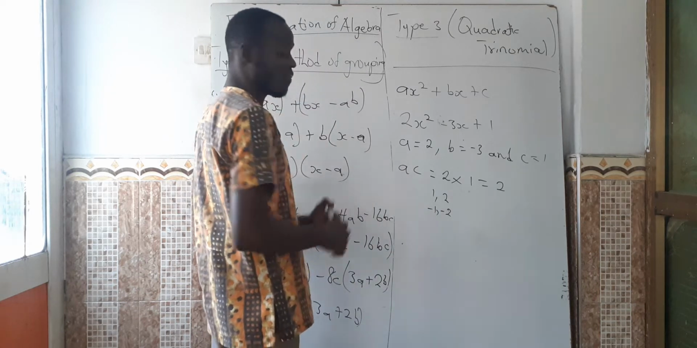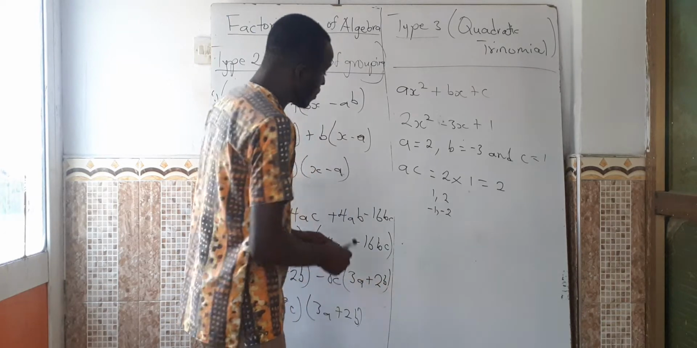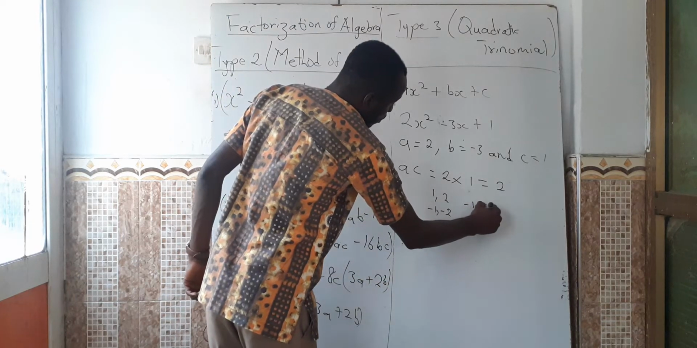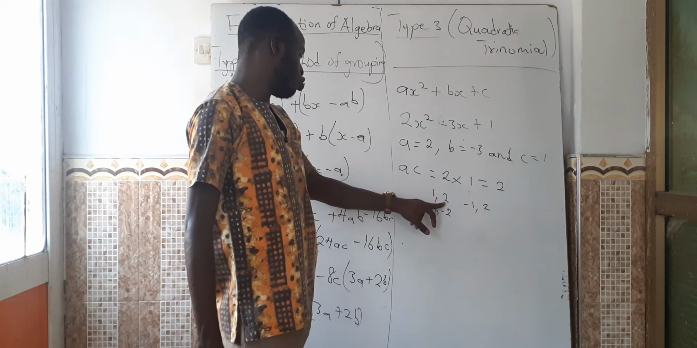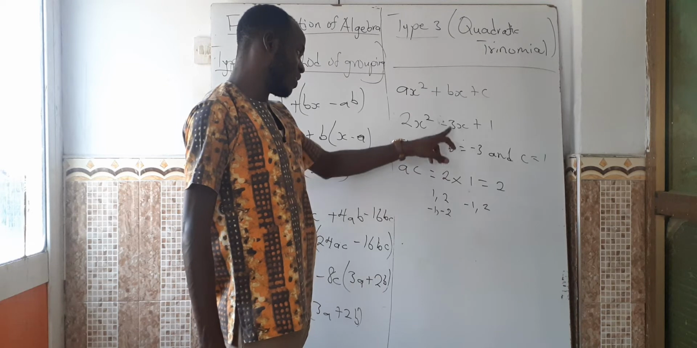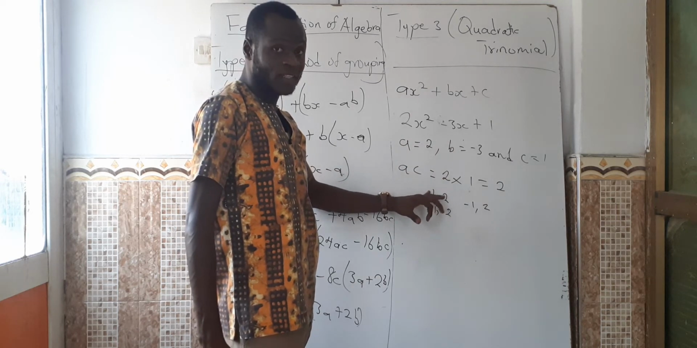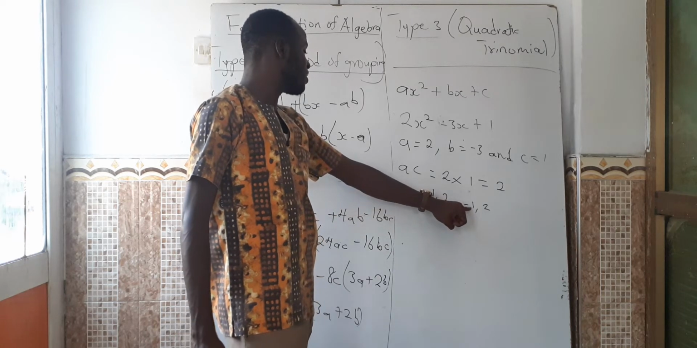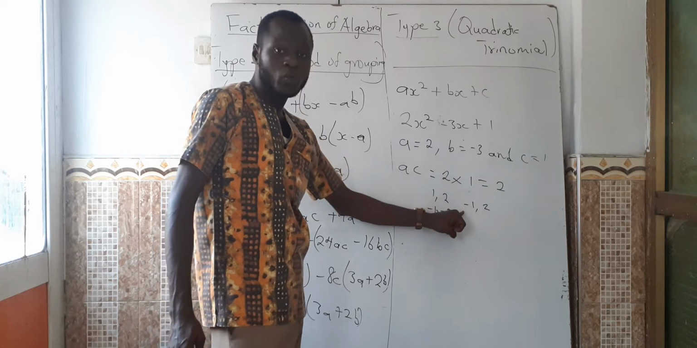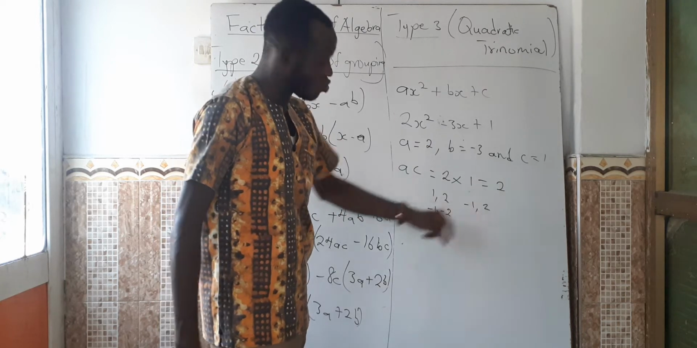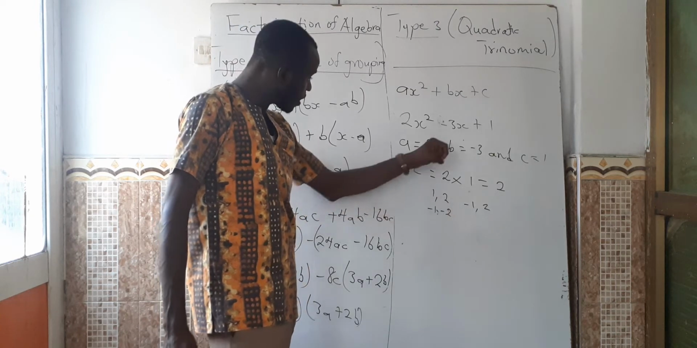So that is the factors that we have. We consider both negative and positive values. We can also consider -1 and 2. So now let's see. When we add 1 and 2, will we get -3? No, it will give us +3, so we can't select 1 and 2. When we add -1 and 2, will you get -3? No, because it will give us +1, so we can't consider that factor too. But the last one is -1, -2. When we add them, would we get -3? Yes.